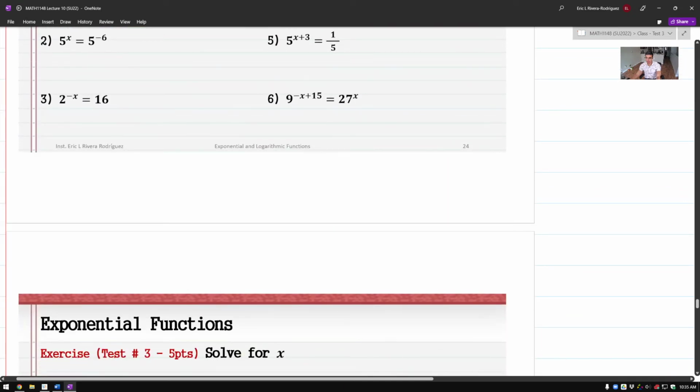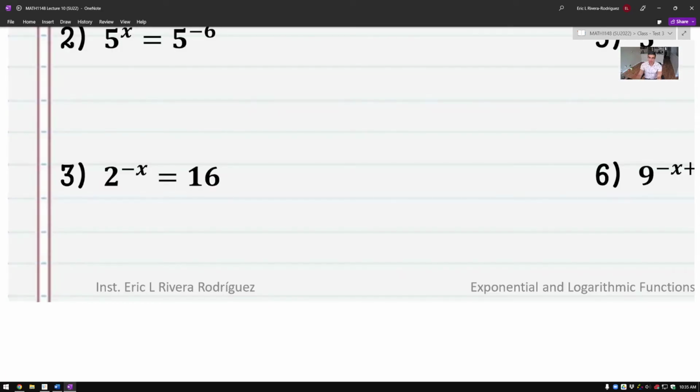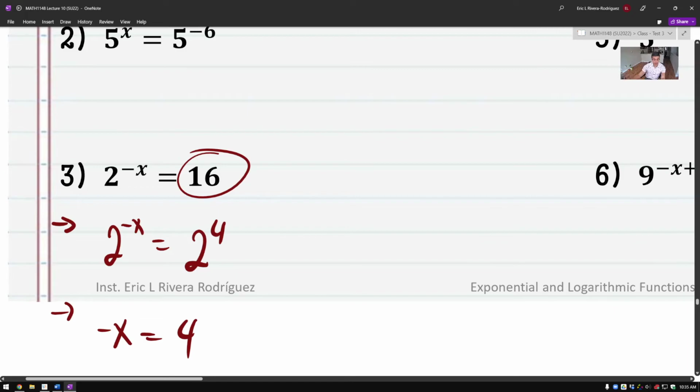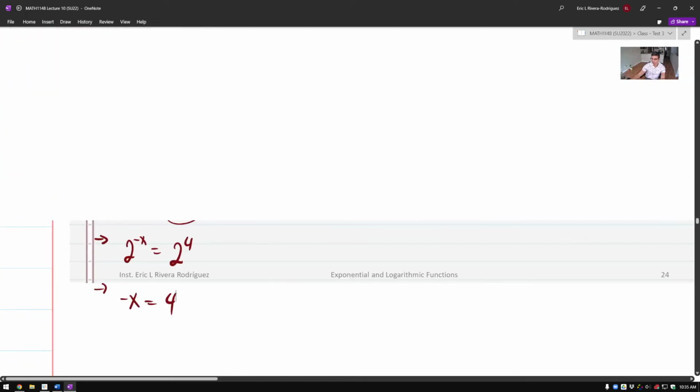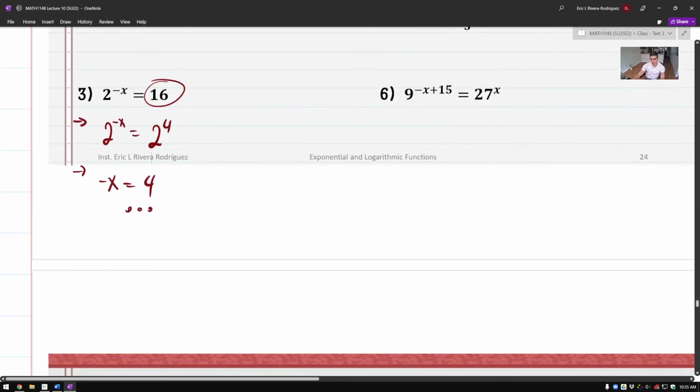Okay. Let's focus on this number 3. Number 3. So we need to solve for x. So what we got here is 2 to the negative x, and 16 is 2 raised to the power of 4. So negative x equals 4. And then x equals negative 4. We multiply both sides by negative 1. Okay? This is not the final answer. Remember that x needs to be isolated.